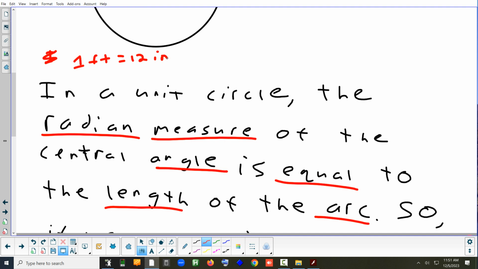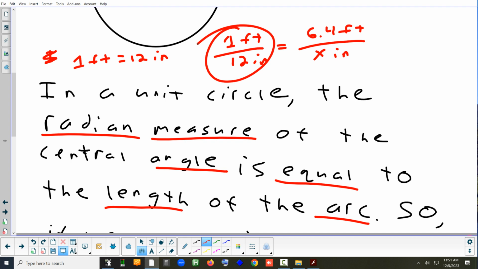You want to know how many inches in 6.4 feet? Well, 1 foot over 12 inches equals 6.4 feet over x inches. Cross multiply and I can figure it out. The key is that I needed to know something to start with. And that's what we need to figure out here. We need to know something to start with.